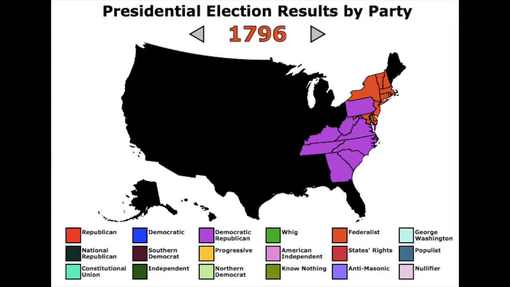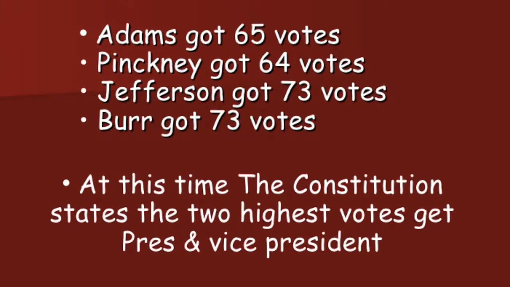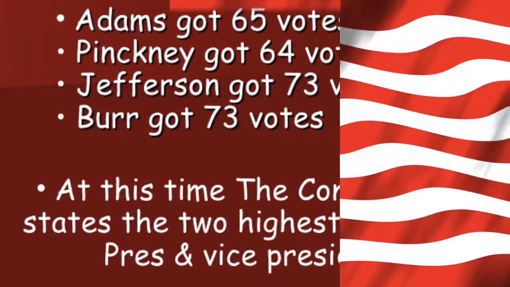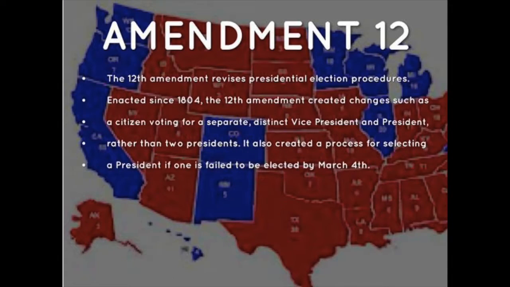After George Washington came John Adams in 1796. When votes came in 1796, it was fairly close between the Democratic Republicans and Federalists. Adams got 65 votes, and Pinckney got 64 votes. Therefore, they were the president and vice president. However, this brings up a major difference between past and present elections. How was the vice president chosen?